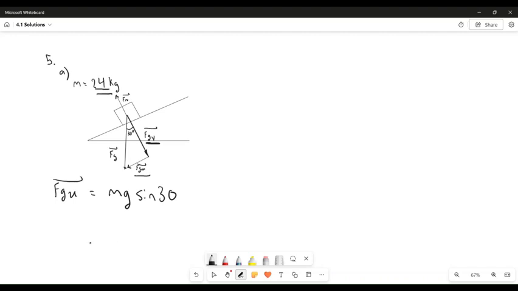And then once we solve that, we should get 117.6. And remember, don't forget two significant digits. So it is 120 newtons down the ramp.